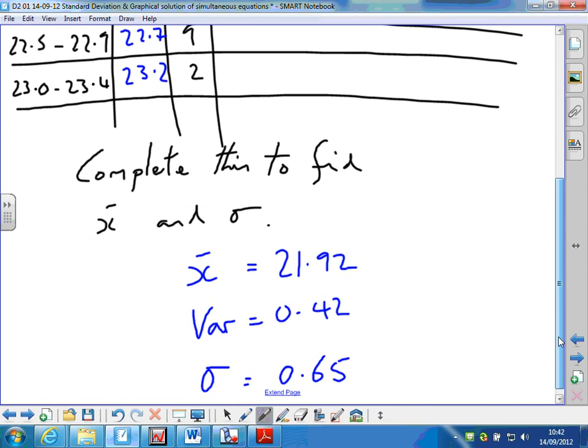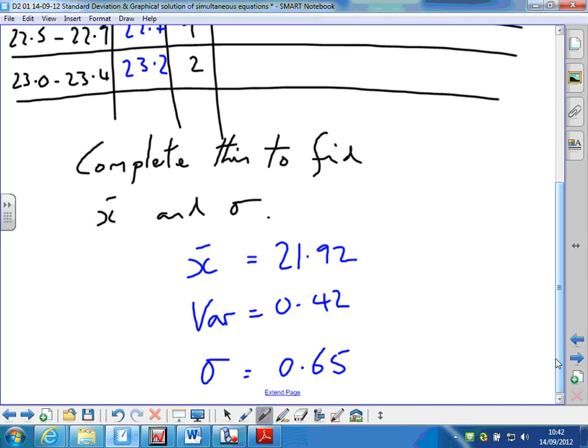So, I've written down the answers. I think that's when I did it. That's roughly what I got. So, I'm hoping you can get it around about that.